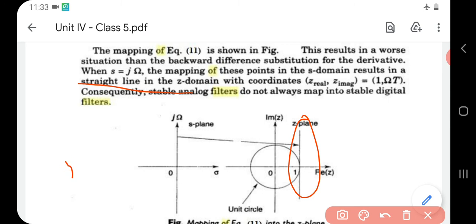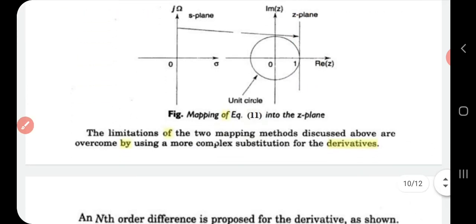In the backward difference mapping we are having only circles, whereas the forward difference method is not suitable. Why? Because when mapping is done from S plane to Z plane, we have to deal with straight lines, and since straight lines are present, it is not possible to convert a stable analog filter to a stable digital filter. So that particular method is ruled out. We only take the backward difference method.